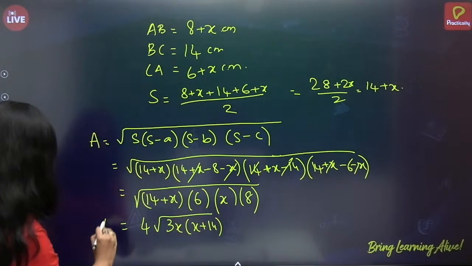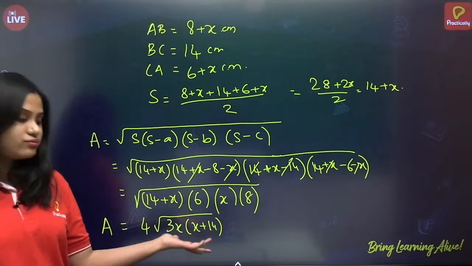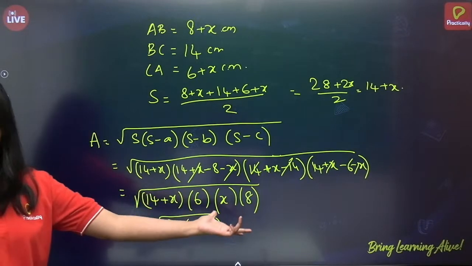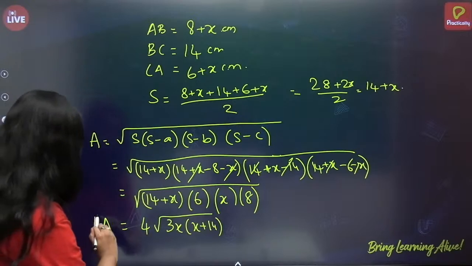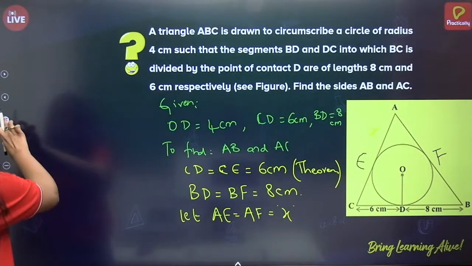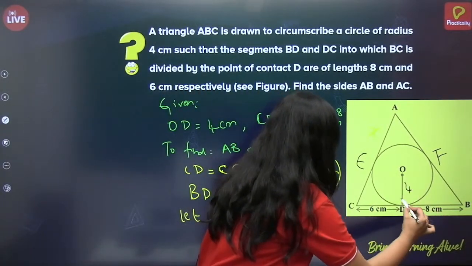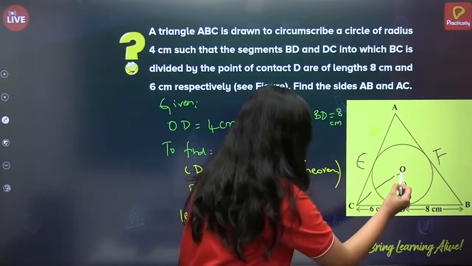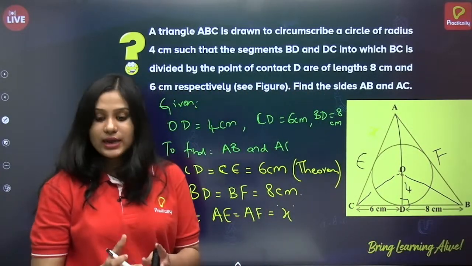This is my area. But now you might be wondering, ma'am, what will we do with this? We have no equation to solve, nothing to equate it to, to find the value of x, correct? But wait. So here we got this area, right? Now let me just go here and explain something. So OD is equal to 4 centimeters and this is perpendicular, correct? So if I just draw this, I get 3 triangles, correct?